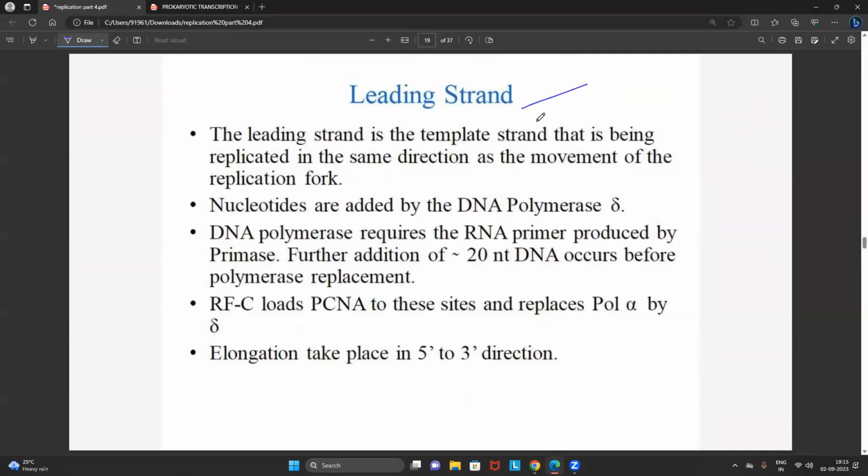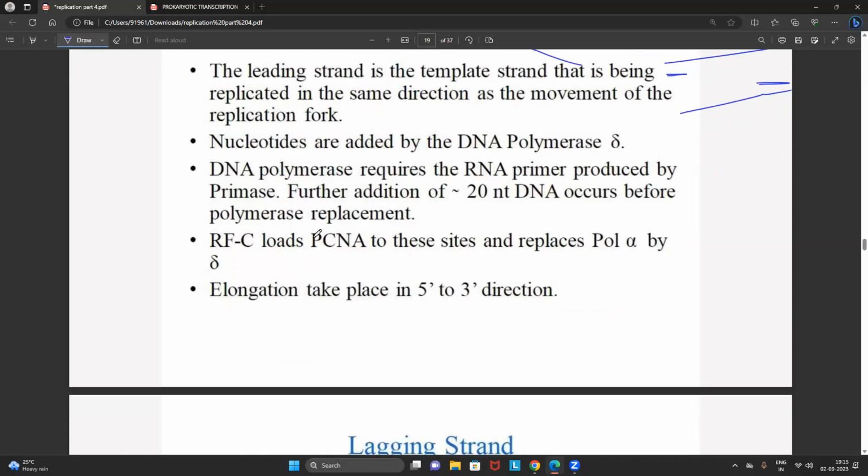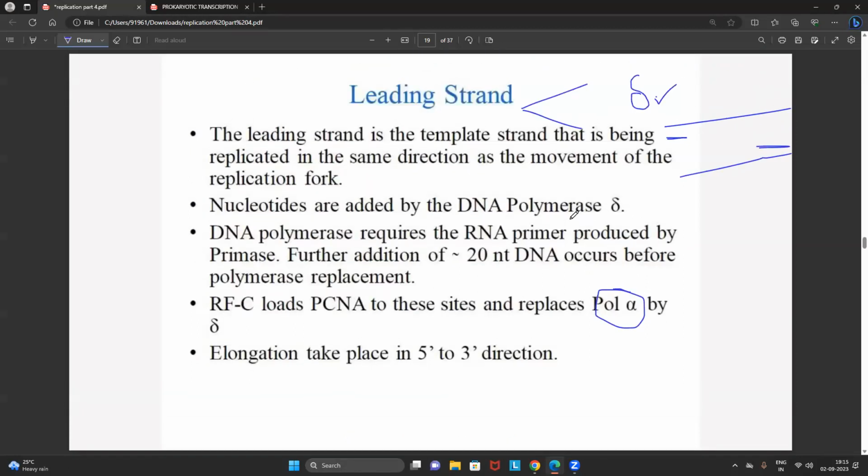Here, both the leading strand and lagging strand are mainly synthesized by polymerase delta only. But what is the point? The point is that polymerase delta never starts the process. Because if I want to synthesize the DNA, first it is important to add the primer. So who is adding that particular primer? Polymerase alpha. Polymerase alpha is the one which is adding the RNA primer.